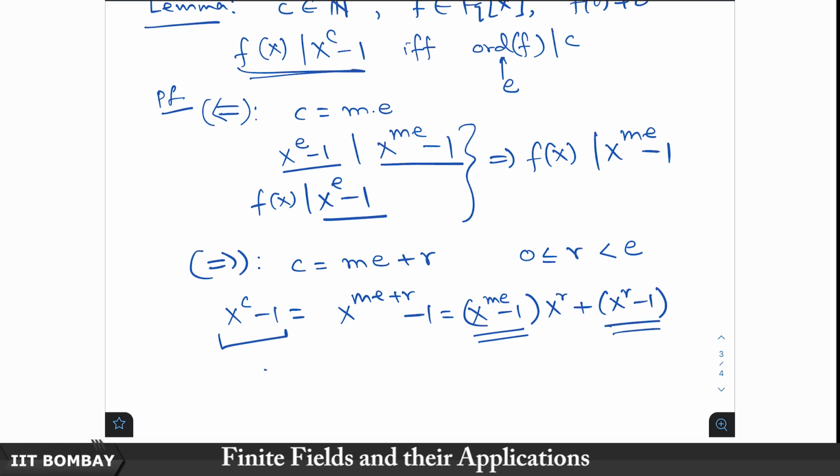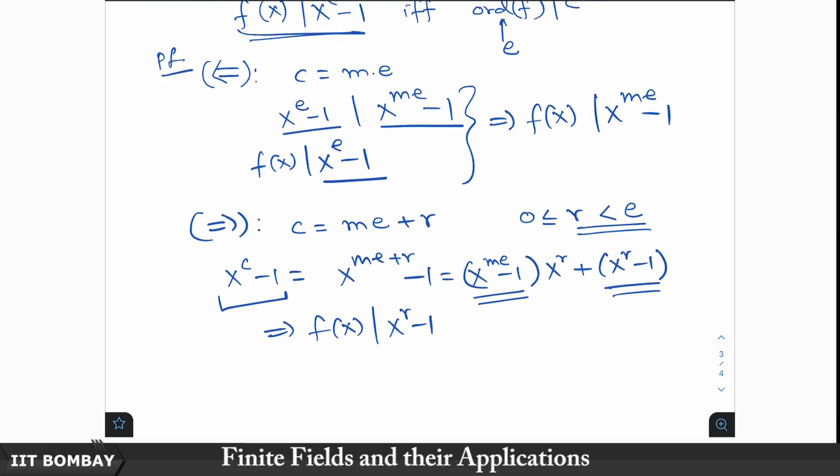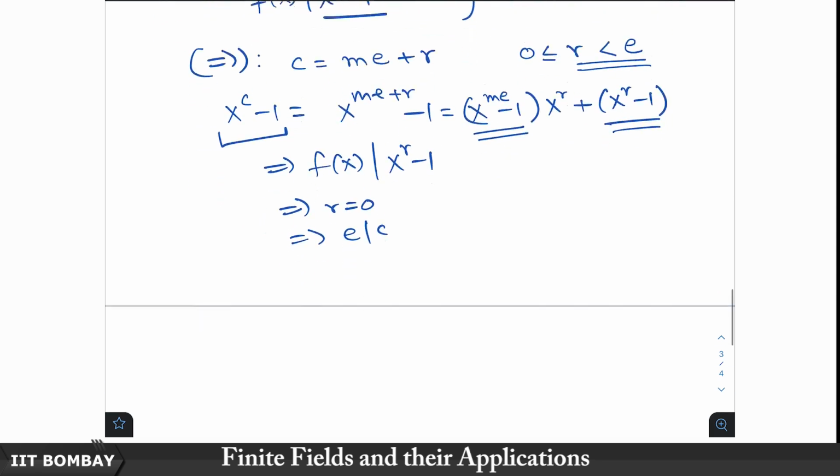So, this other part, x^r - 1, must also be divisible by f(x). But then r is smaller than e. So, it is a smaller integer for which f(x) divides x^r - 1. The only r for which that can happen is r equal to 0, because e is the exponent and r is smaller than e. So, that means e divides c. That proves the lemma.